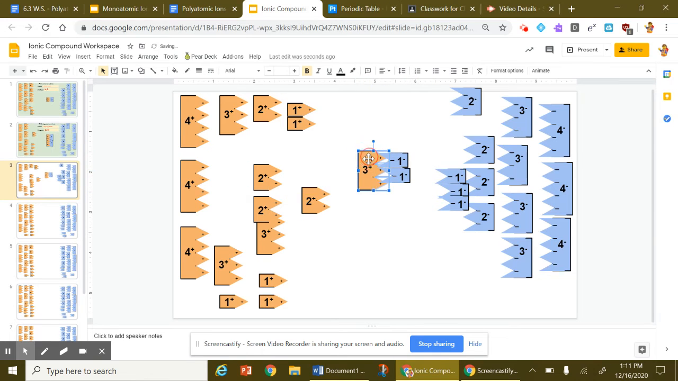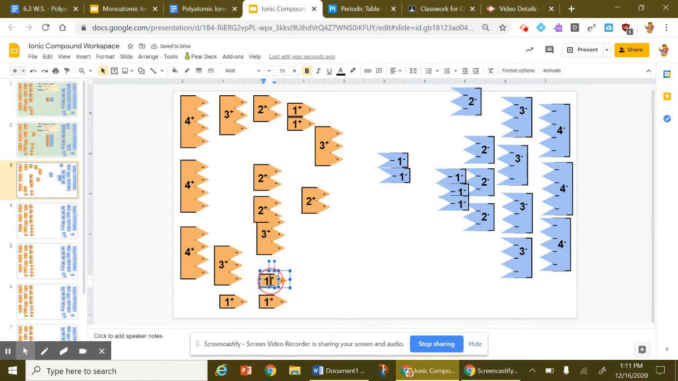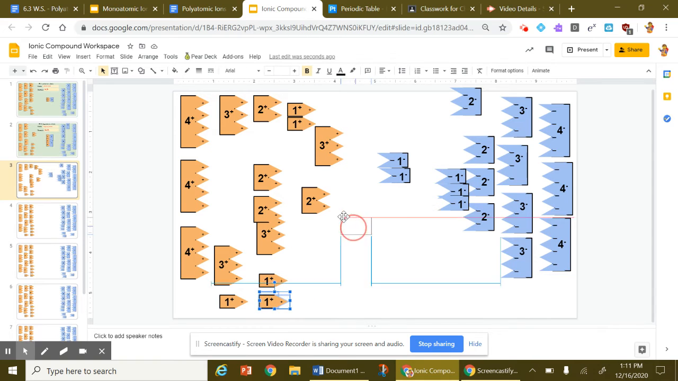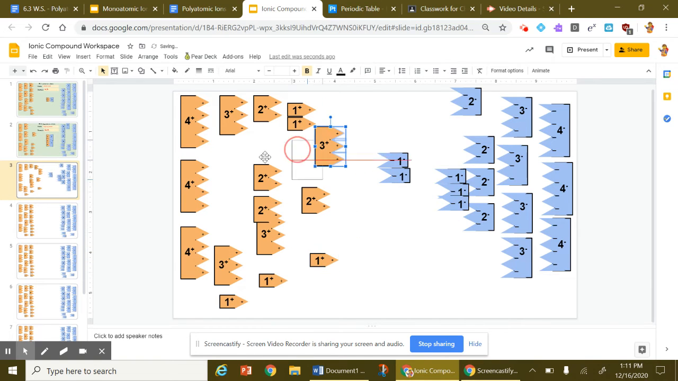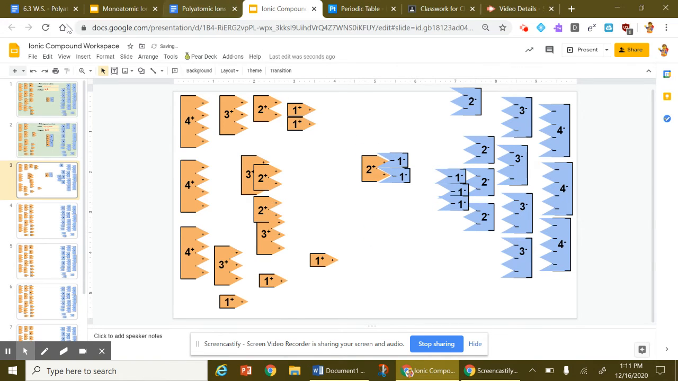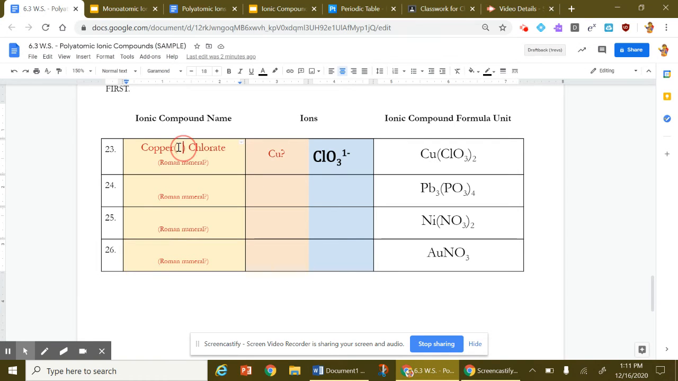A copper 3, that's too much. That won't work. A copper 1, a copper with a 1 plus charge, that's not enough. That won't do it. You need a copper with a 2 plus charge. You need a copper 2 ion. Okay? So this is going to be copper 2 chlorate. Copper with a plus 2 charge.